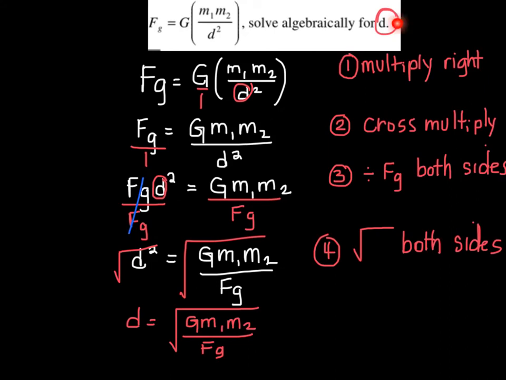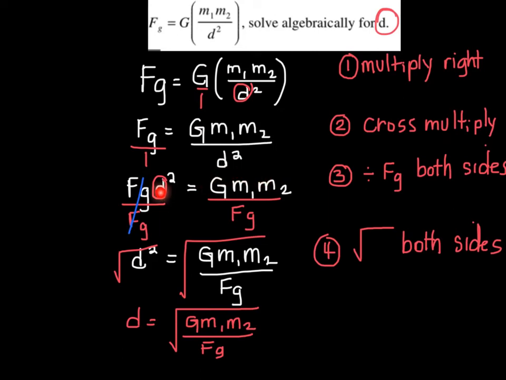I'm solving for d, which is down here. So I don't like the fraction, so I'm going to multiply the right. So the top times the top, the bottom times the bottom, and I end up with d squared. I'm going to cross multiply because I don't like this fraction. So I get top times the bottom, f sub g times d squared, 1 times the top, which would give me this. I'm solving for d squared, so I'm going to divide out this f sub g, both sides. This becomes 1, and I'm left with this on this side.